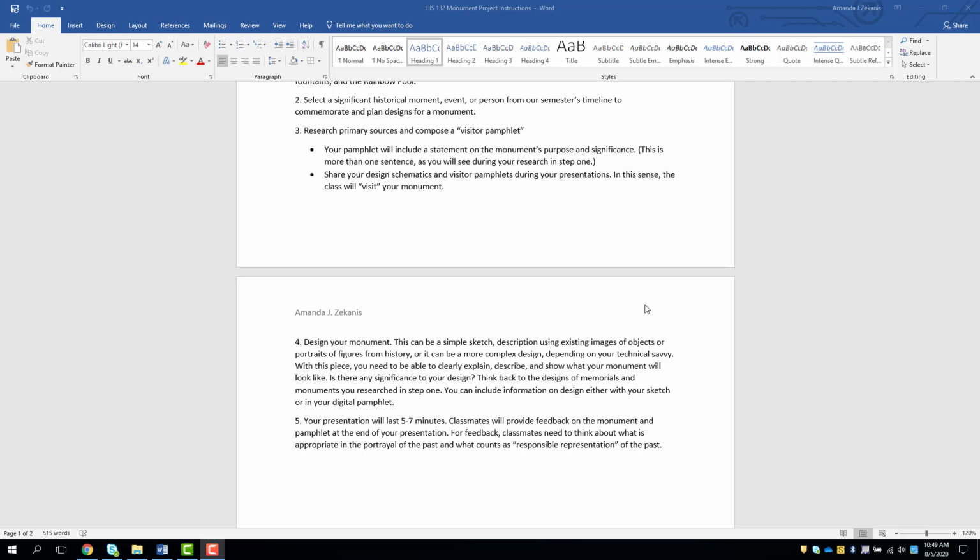So you're going to research some primary sources, so things people wrote about this person, or things this person wrote, or about this event or this moment, or artifacts or anything like that from the specific thing that you want to commemorate. And you're going to look at those primary sources, and you're going to compose a visitor pamphlet. This is basically what you're going to present.